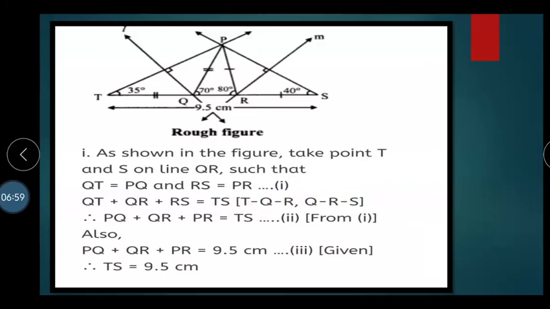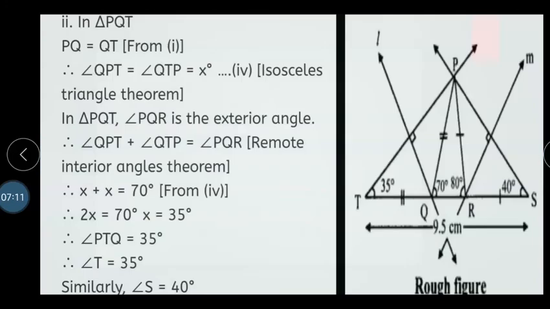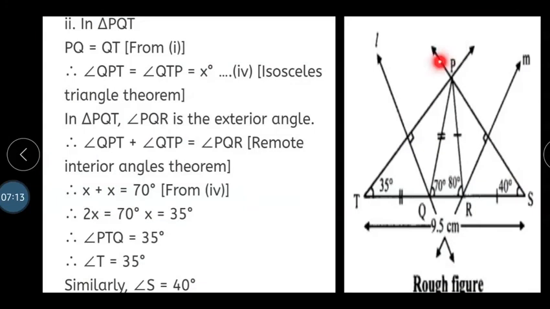Now in our question it was already given that PQ plus QR plus PR is 9.5. So ultimately our full segment becomes 9.5 centimeter. Now let us see the triangle PQT. You can see this triangle PQT, children.